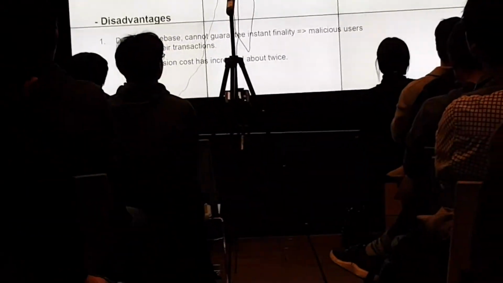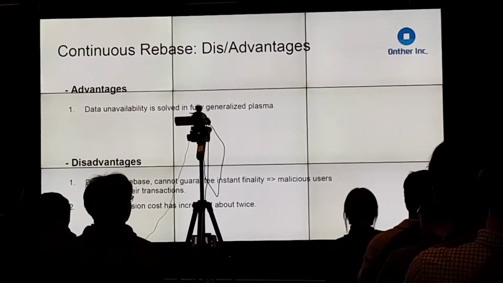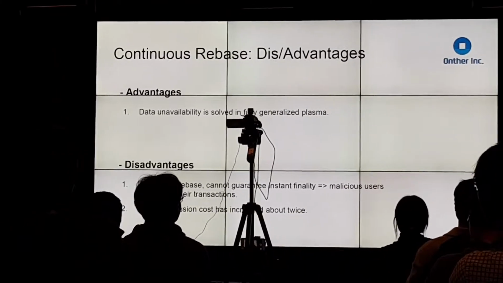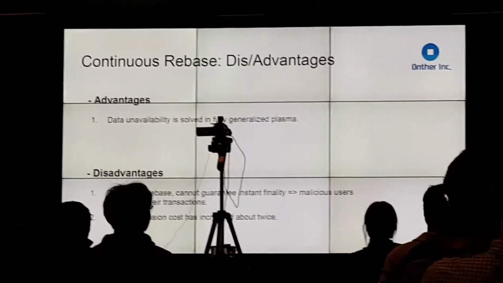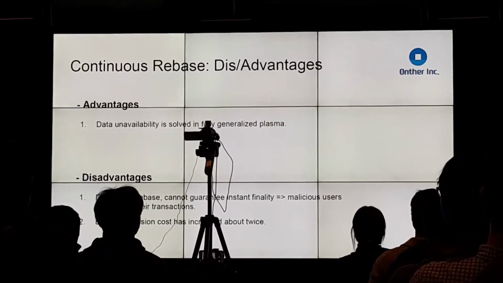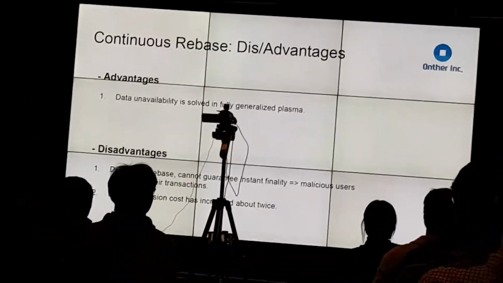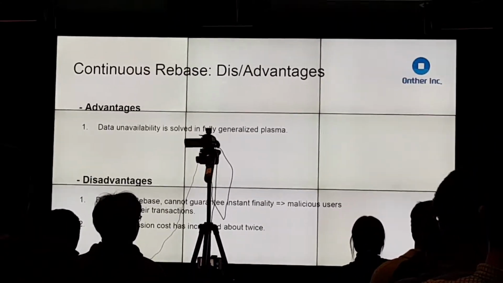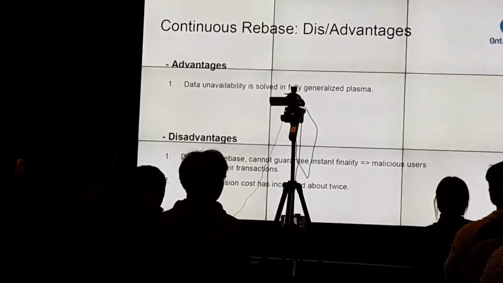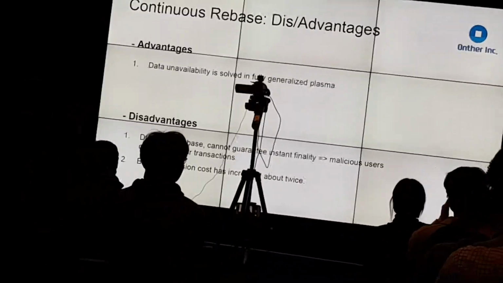Number 1 is due to the rebase, we cannot guarantee the instant finality. So malicious users can cancel their transactions by submitting escape request for any reason that can cause bad effect against the users. And number 2 is block submission cost has increased about twice because the operator should submit in two steps, in pre-commit and commit.